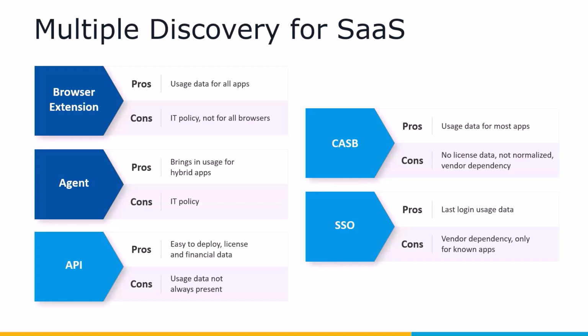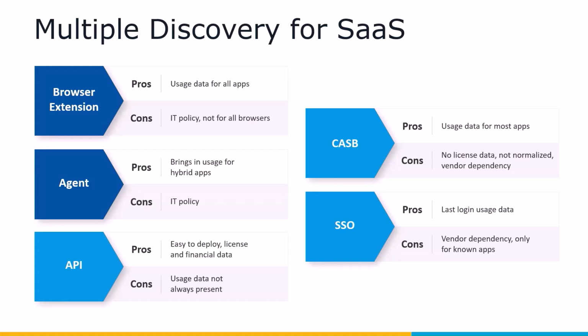This includes the browser extension, agent, API connectors, CASB, and SSO, and allows organizations to go into your next SaaS renewal from a place of data and facts rather than estimations. This is especially important in a time when subscription prices are on the rise and IT departments around the world are being tasked with finding cost efficiencies at every opportunity.